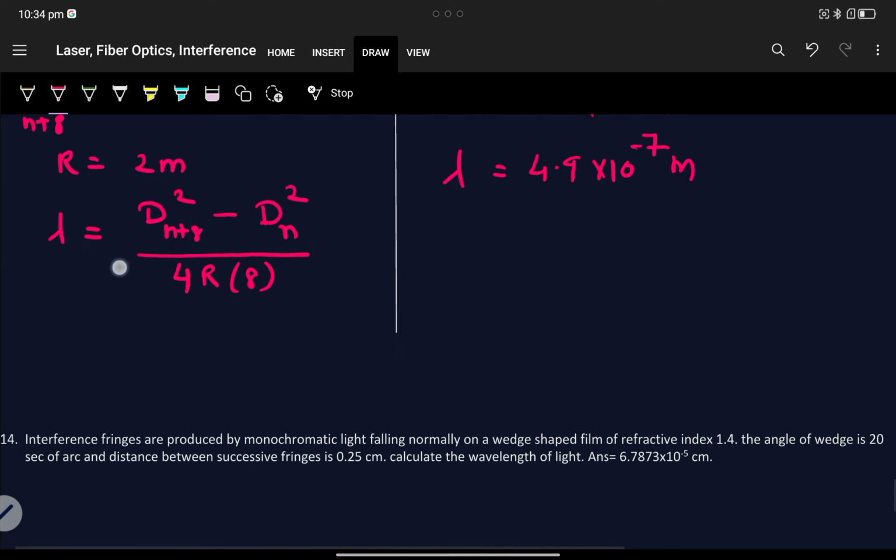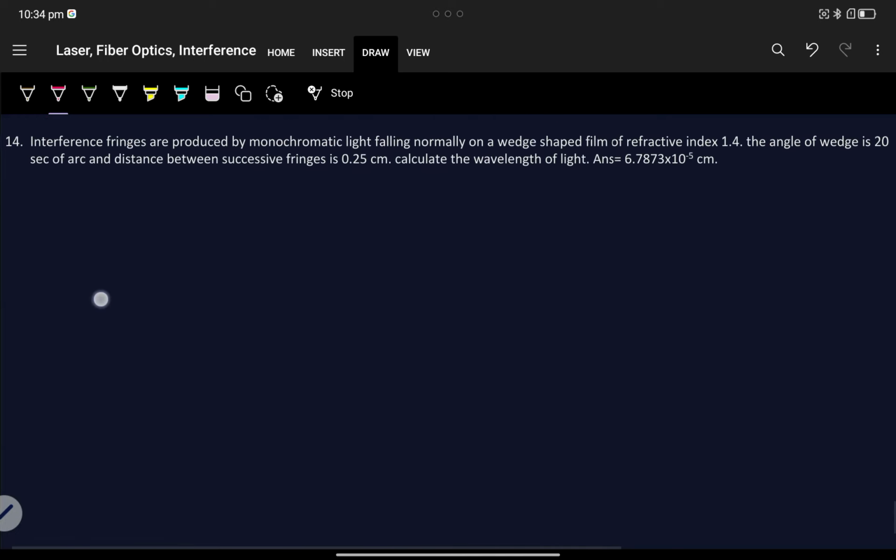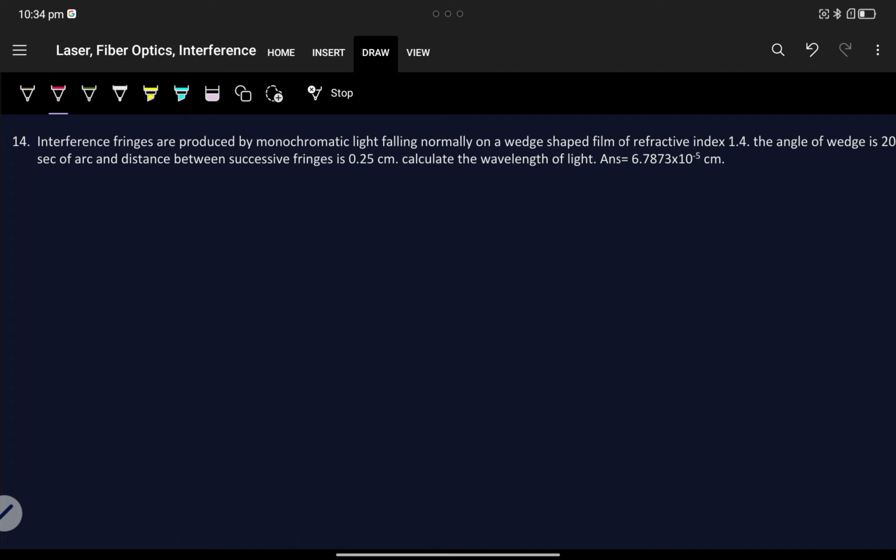Okay, so we are now at the end, and the last question is: interference fringes are produced by monochromatic light falling on a wedge-shaped film. The refractive index of the wedge-shaped film is given as 1.4. The angle of the wedge is theta, 20 seconds of an arc, and the distance between successive fringes, the fringe width, is 0.25 centimeter, which we convert in meter, so 0.25 into 10 to minus 2 meter. Calculate the wavelength of light.